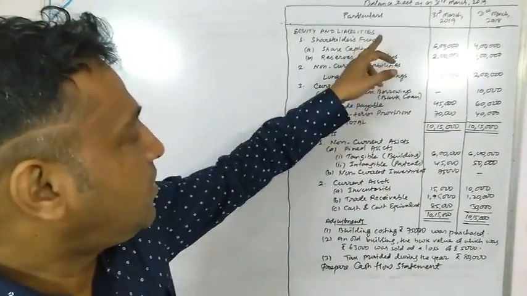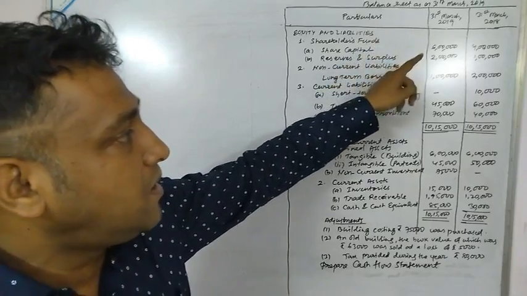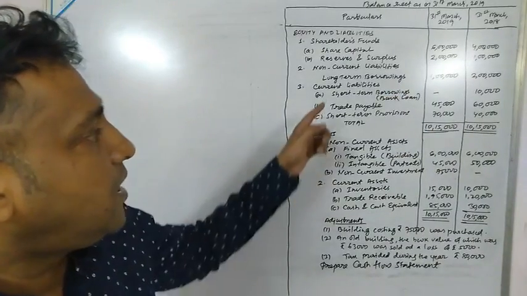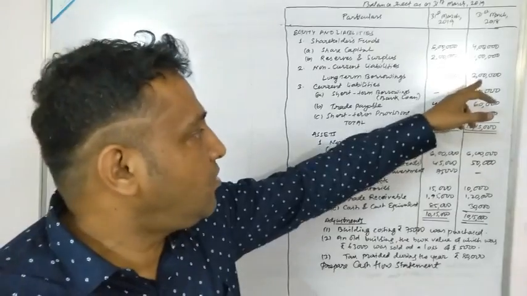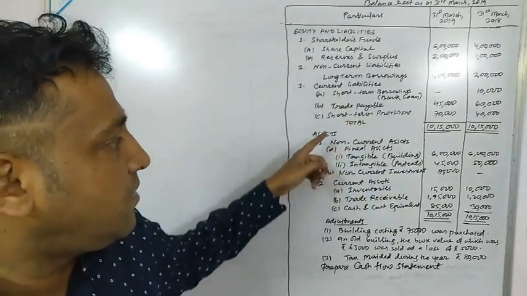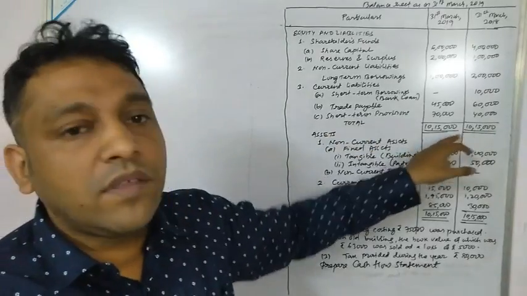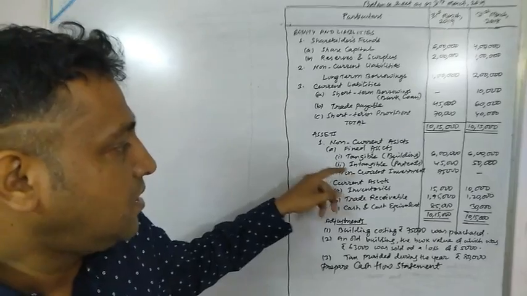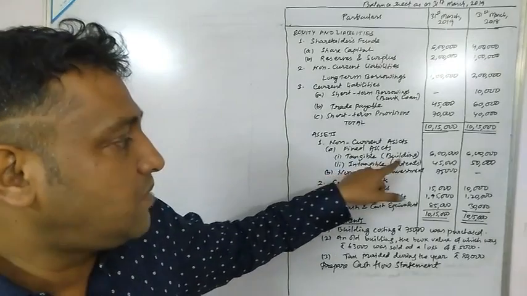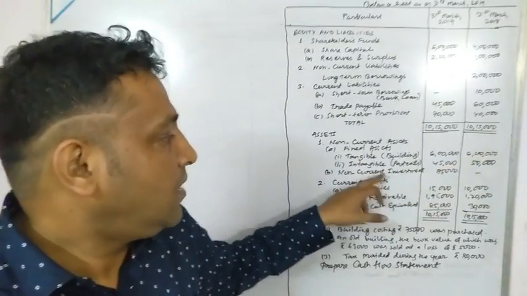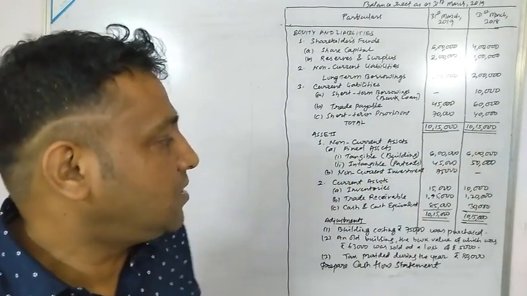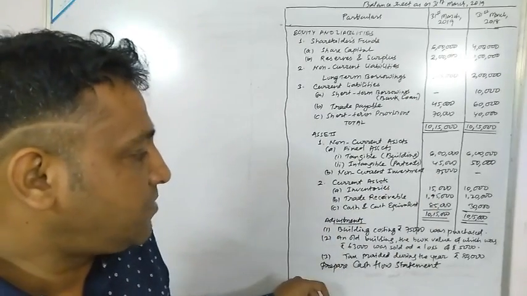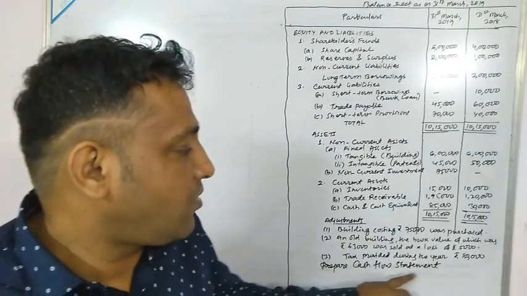So equity and liabilities: shareholder funds has been given, share capital 6 lakh and 4 lakhs, reserves and surplus 2 lakhs and 1 lakh. Then in non-current liability, long-term borrowings is given 1 lakh and 2 lakhs. Current liability, all the items have been given, and the total is 10 lakh 15,000 for both the years. Now in case of assets, non-current assets, fixed assets are divided into two parts. One is tangible, that is building, 6 lakhs and 6 lakhs. Intangible asset, patent 45,000 and 50,000. Non-current investment is given 75,000. Again current assets have been given. Adjustments have been given, and you are required to prepare your cash flow statement.